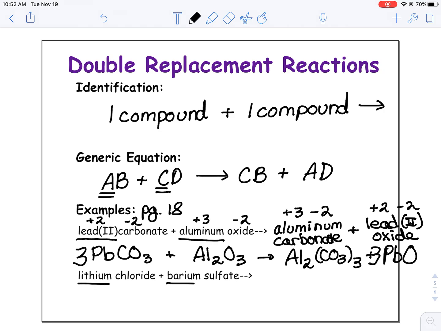In the second example, you have lithium and barium trading places. So here in the products, you're going to have barium chloride plus lithium sulfate.